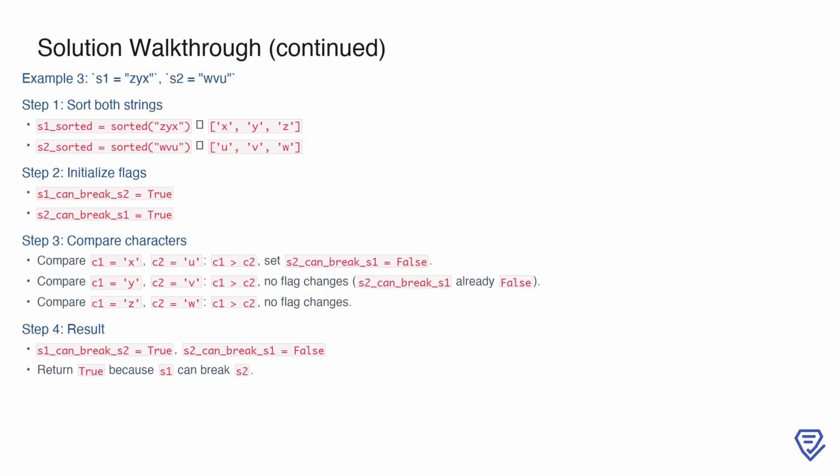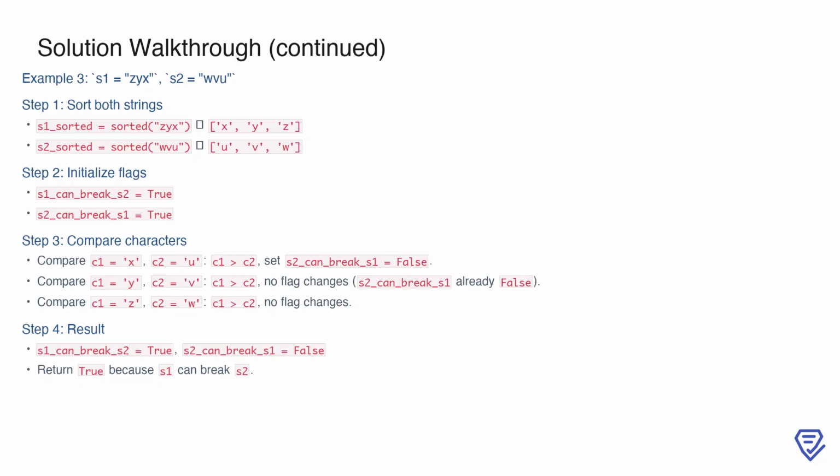Here, S1 is ZYX and S2 is WVU. After sorting, we get S1_sorted as X, Y, Z, and S2_sorted as U, V, W. With both flags, s1_can_break_s2 and s2_can_break_s1, initialized to true, we begin comparing the characters. First, x from s1_sorted is greater than u from s2_sorted, so we set s2_can_break_s1 to false.